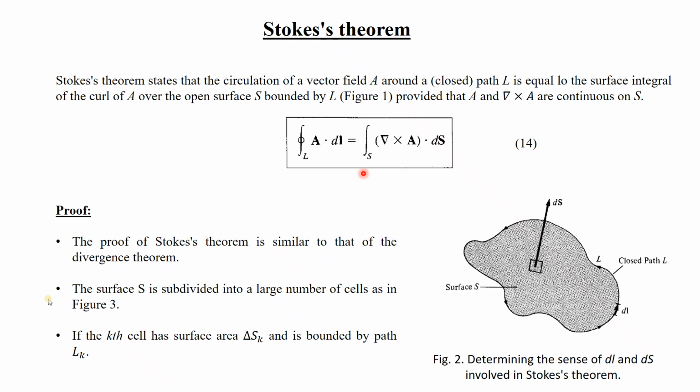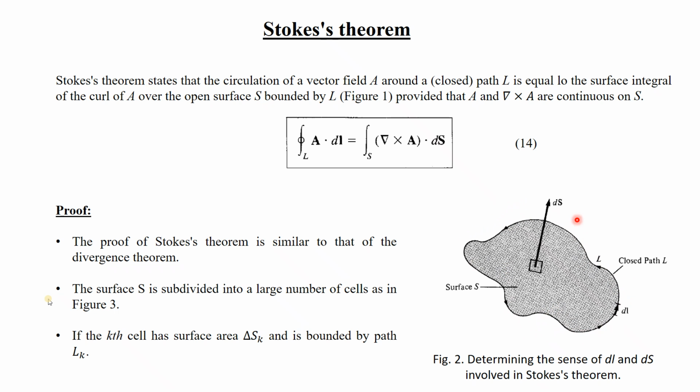Now, how to prove this? How does it come into existence? Same thing as before. Previously, in the divergence theorem, we considered a volume and divided that entire volume into small cells, where each cell has some surface area delta S, and the volume is delta V.